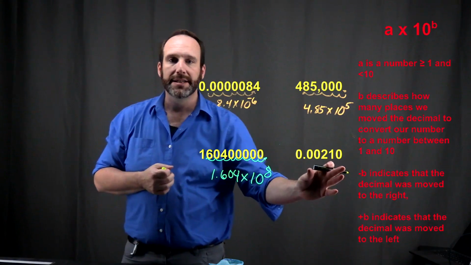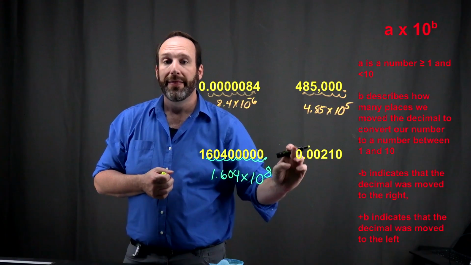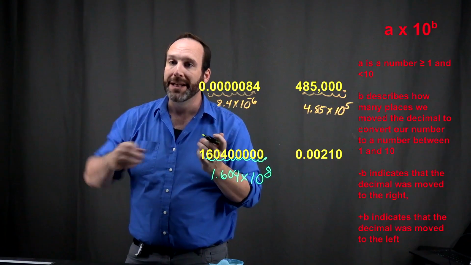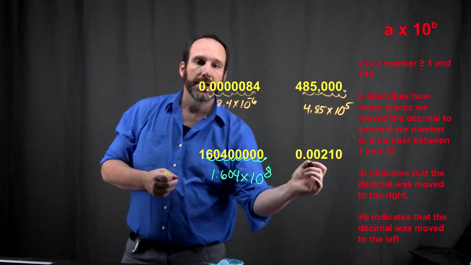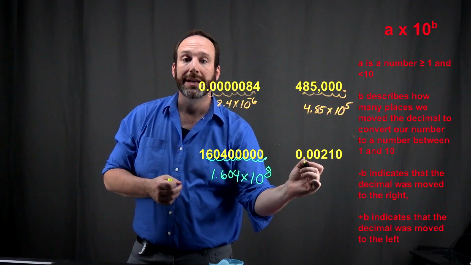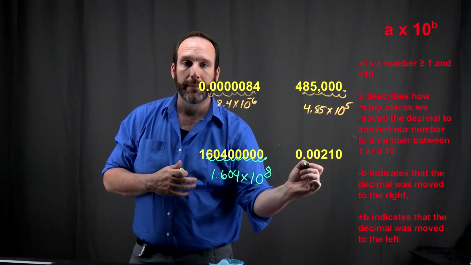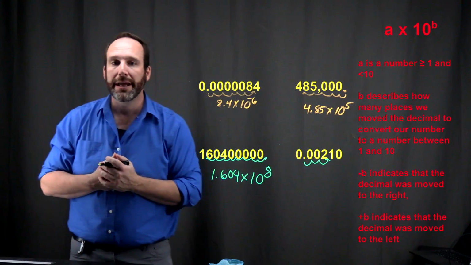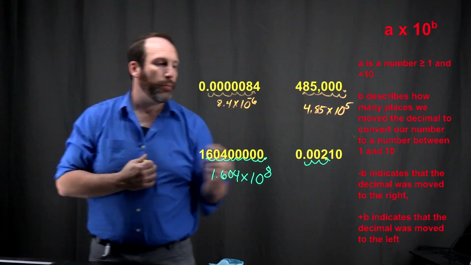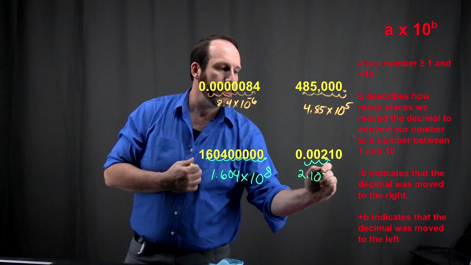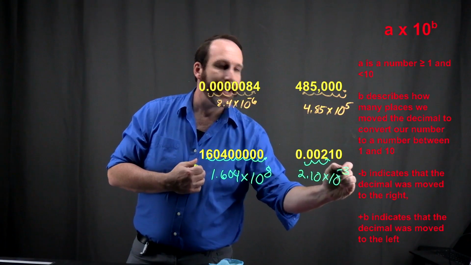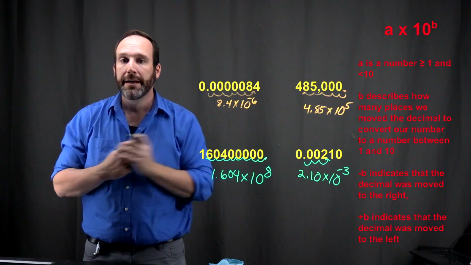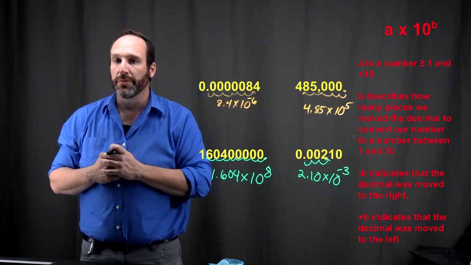Okay, and finally, this last one, we see our decimal point here. This number is less than 1, so that means I'm going to need to slide the decimal to the right. It means I'm going to have a negative exponent. Okay, so in order to get this number to be between 1 and 10, I'm going to slide it 1, 2, 3 places. Okay, 3 places to the right. And what I'll end up with is 2.10 times 10 to the negative 3rd. Okay, it's a 3rd power because I slid the decimal 3 places, and it's a negative 3 because I slid that decimal to the right.